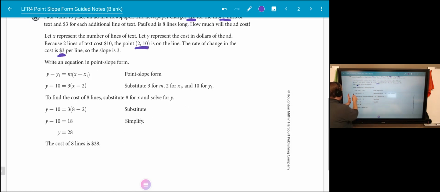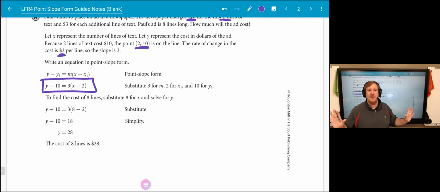I write out my equation in point slope form. This is the first part. Y minus y1, so y minus 10, equals m, which is 3, times x minus x1. X1 was 2. That's the equation. Don't do anything else to it.